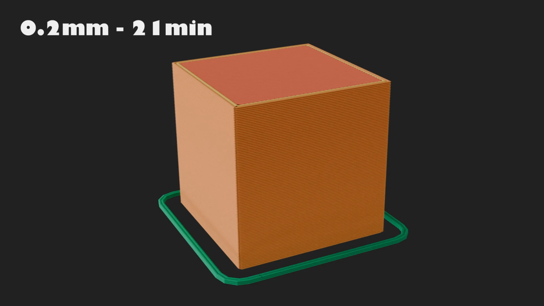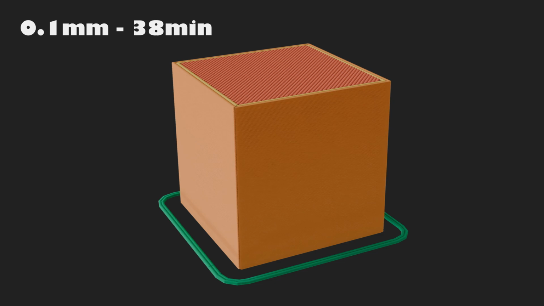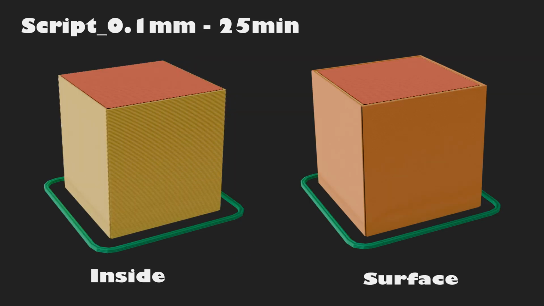If you print this cube with a 0.2mm layer height, it takes about 21 minutes. If you print it with 0.1mm layer height, it would take 38 minutes. If you use the script to only decrease the layer height on the outer walls, it only takes about 25 minutes. Let's look at a more extreme example.